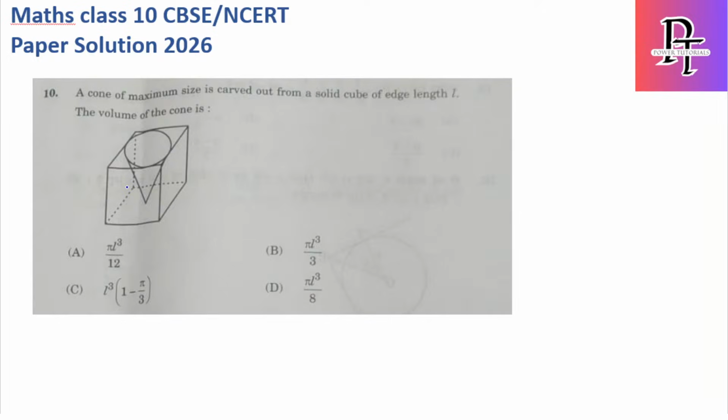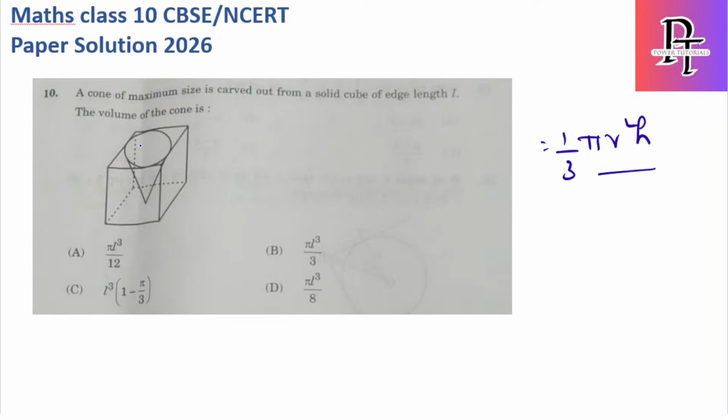The volume of cone. Okay, what is the volume of cone formula? Volume of cone formula is 1 by 3 pi r square h. Okay, this formula you have to use to get this question. So volume of cone they are asking, not asking the volume cut, they are simply asking volume of cone. So simply you have to just find r.